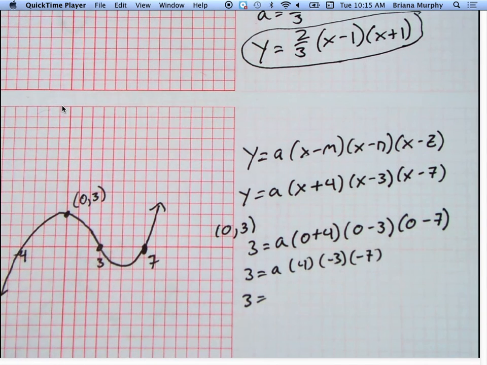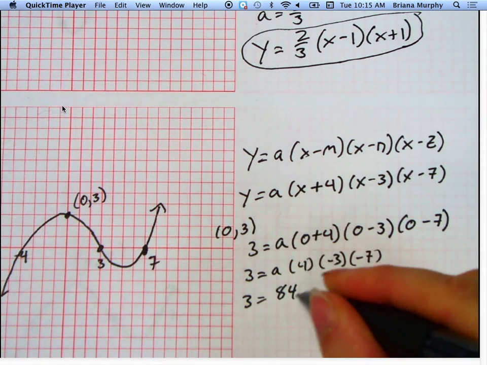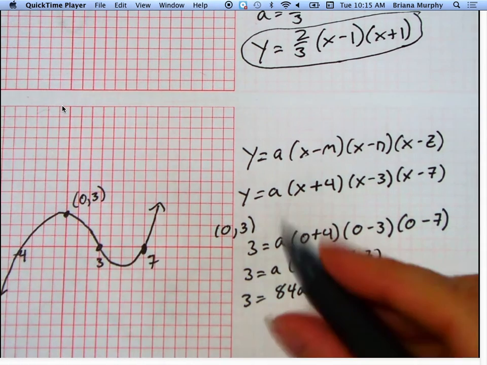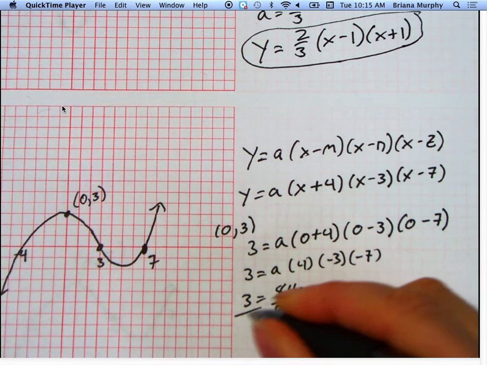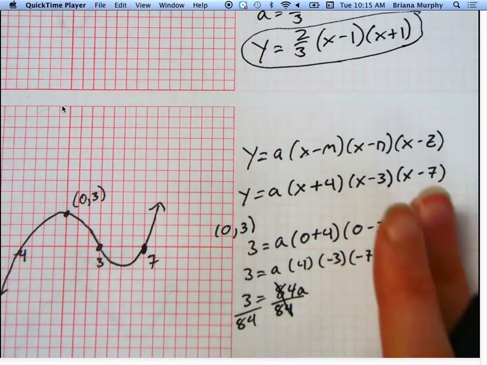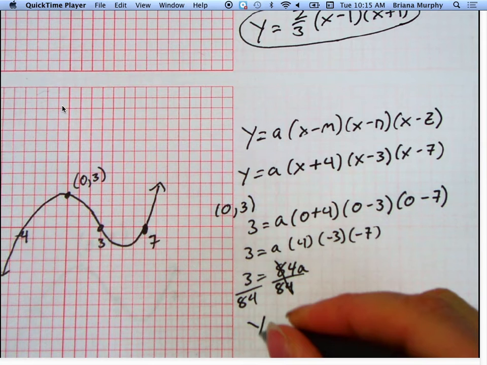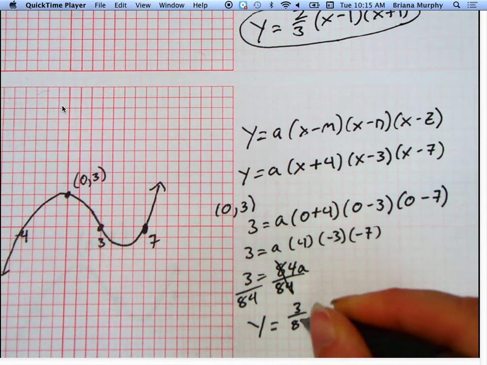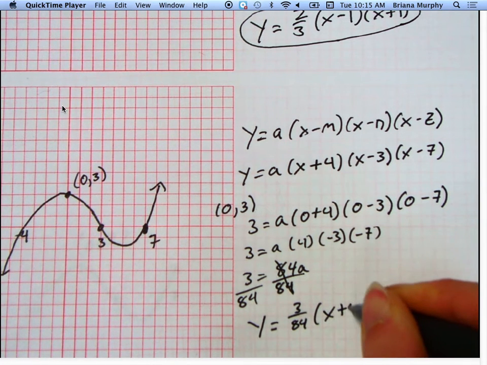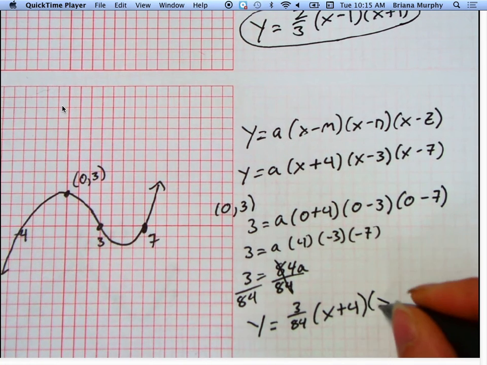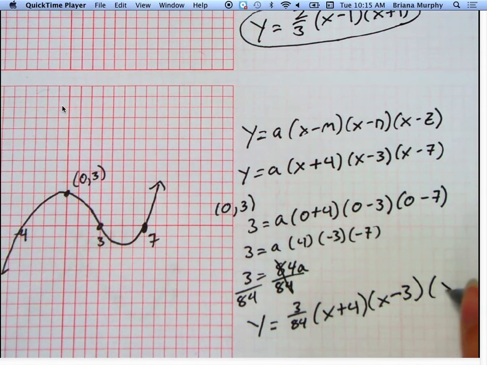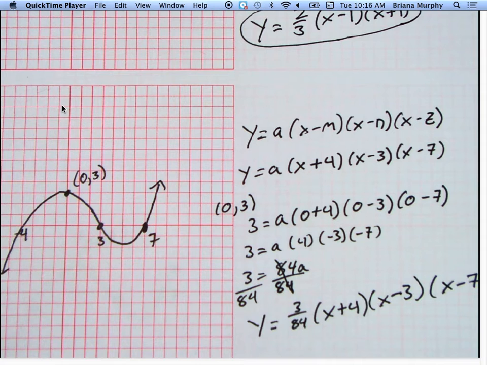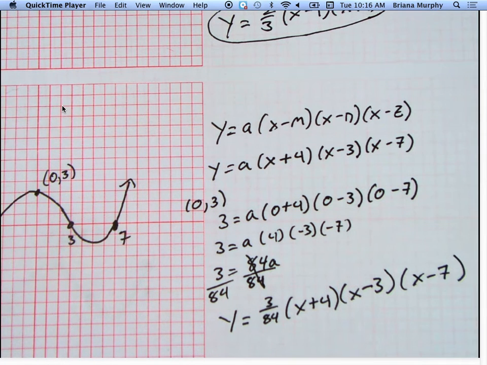4 times negative 3 is negative 12, right? Negative 12 times negative 7 is 84. So 84A. So what do I do next? Good. It doesn't matter that it's a really funky fraction. That's okay. We're going to rewrite it as y equals 3 over 84 times x plus 4 times x minus 3 times x minus 7. Feel okay about this so far?